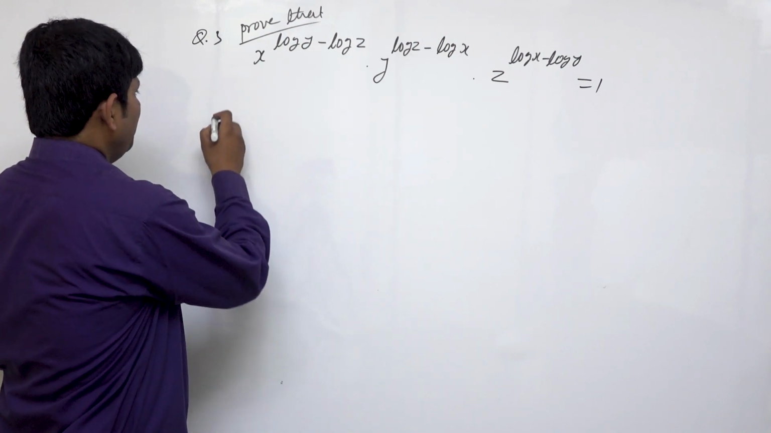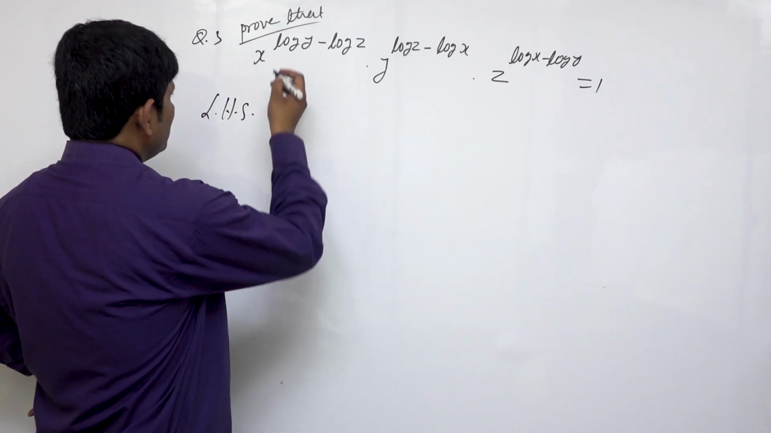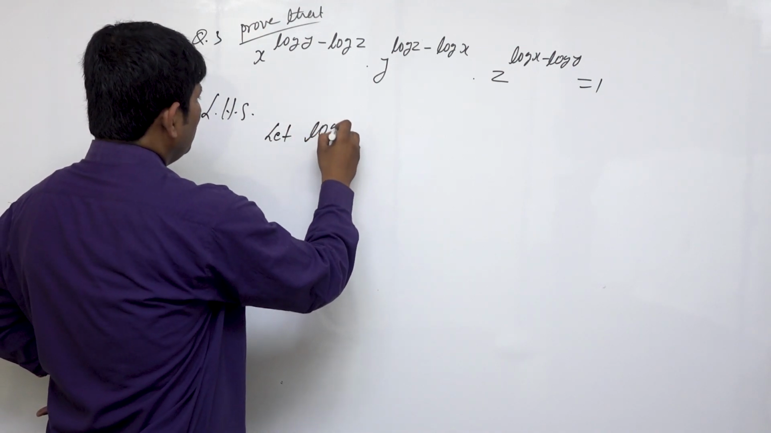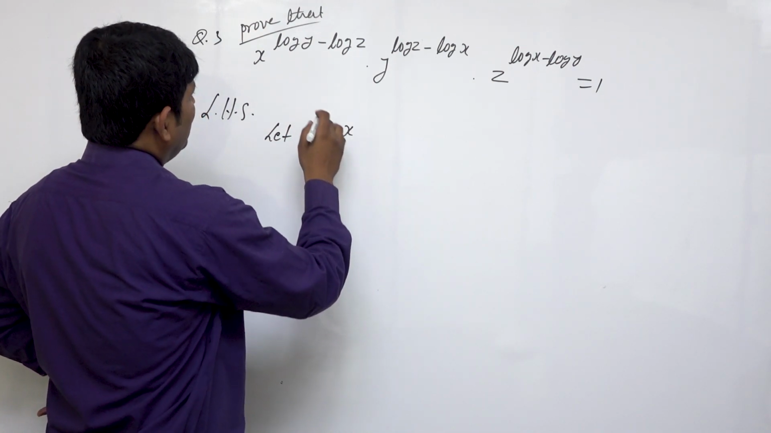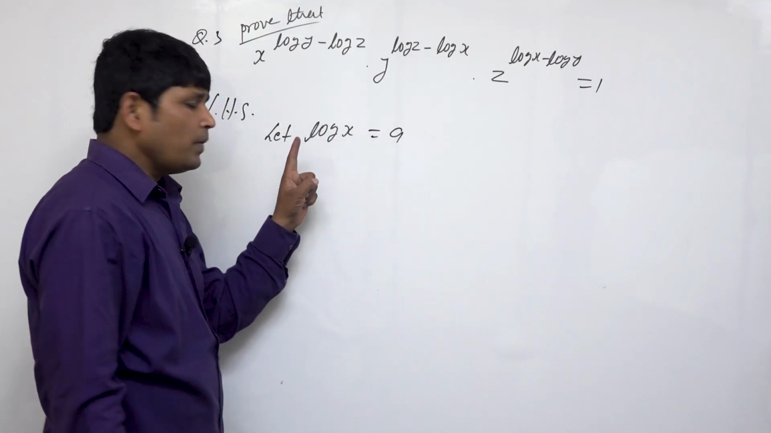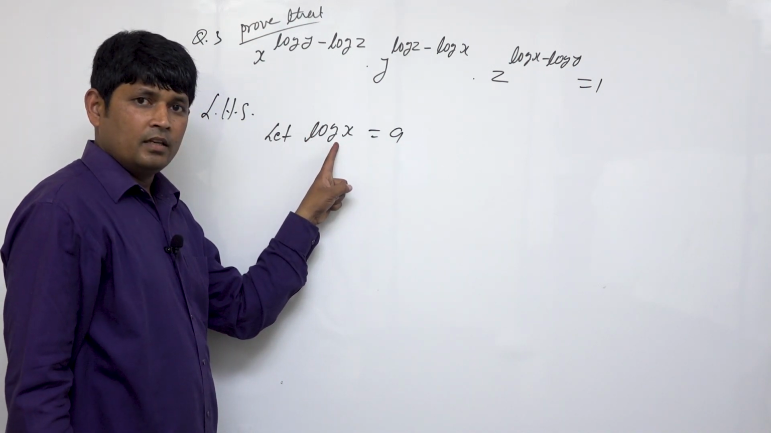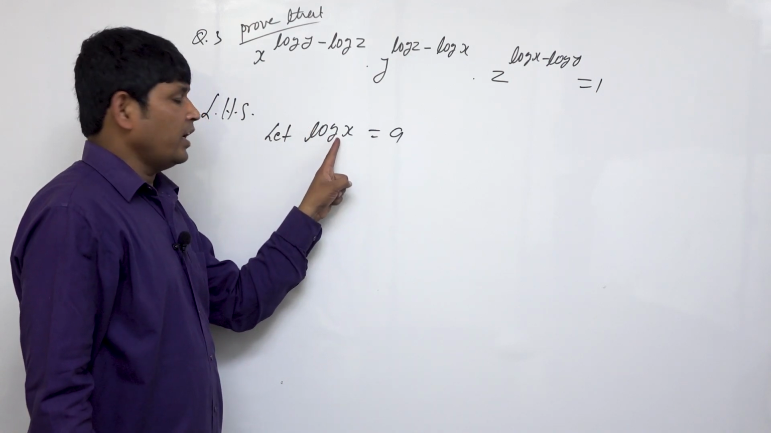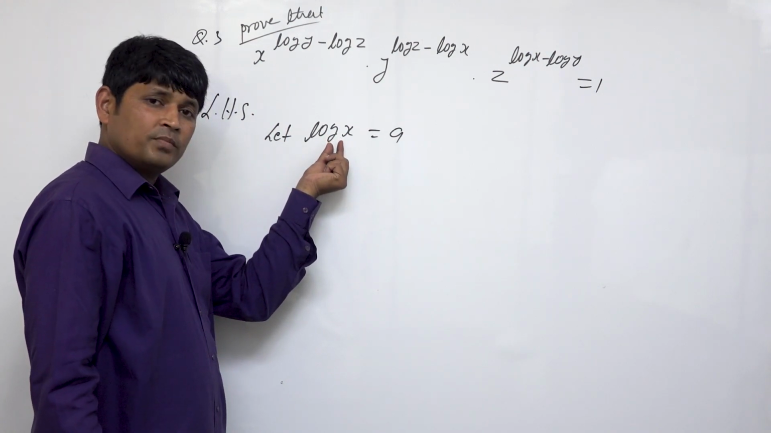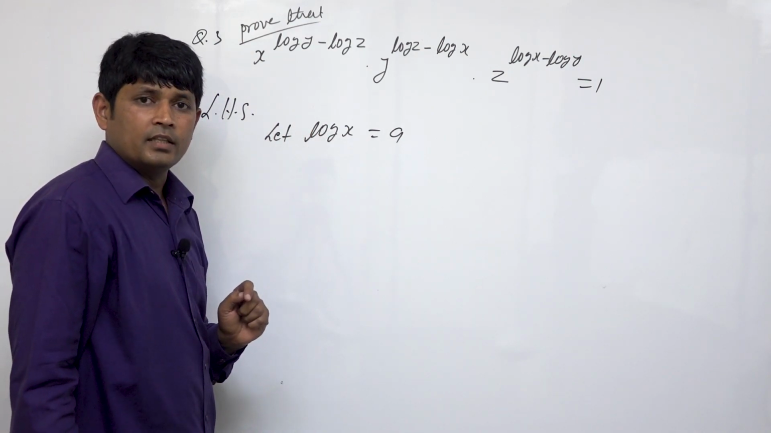So let's take the left hand side. So the left hand side is this. First of all we have to let log x is equal to a. So let it be clear, if anywhere there is written only log, it means the base is 10. Normally, if other than 10, we have to write it here. If we have to write any other base, we must represent it here. But if only log is written, it means the base is 10. That we have to understand.